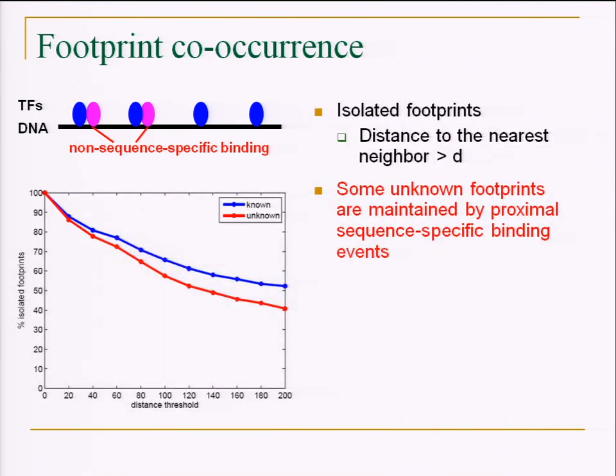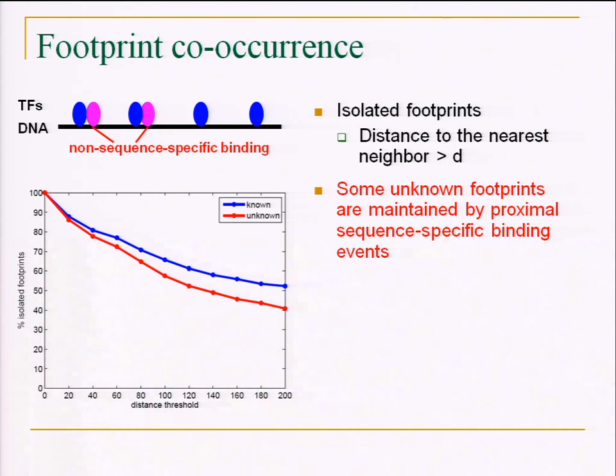To test our hypothesis, we first divide the identified footprints into two groups. Known footprints means each of them actually comes from a known motif, while the others are unknown footprints. Also, we quantify the footprint's distance to its nearest neighbor, given a distance threshold.